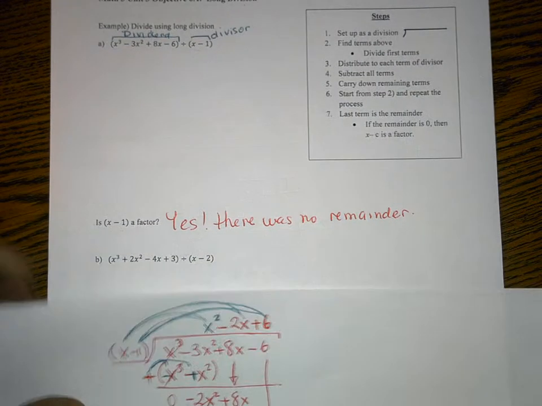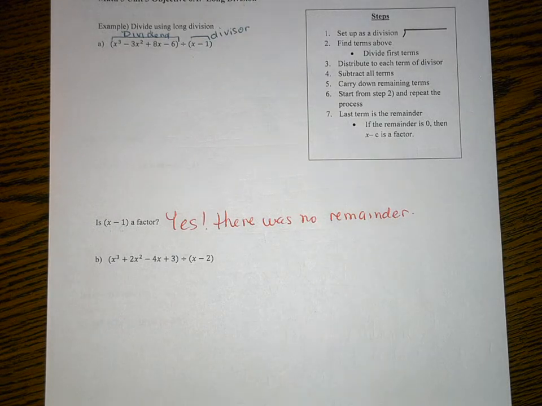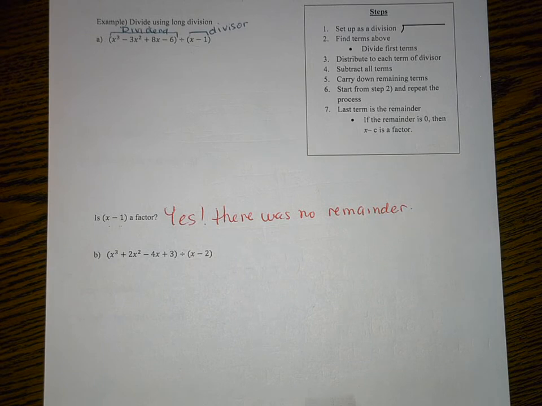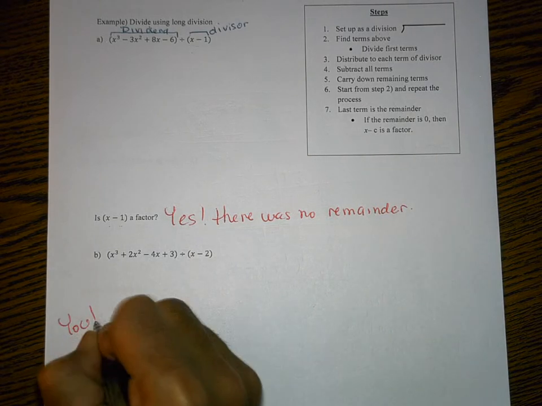That's how we know it worked. Okay, all right, let's do the next one. Nope, you know what? I want you to try it. You might have a remainder, so don't freak out if you have a remainder on this one.